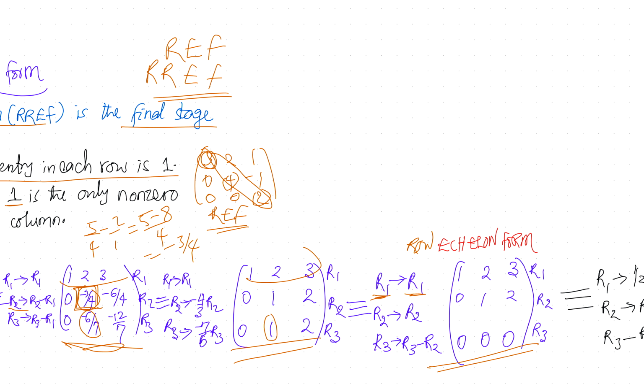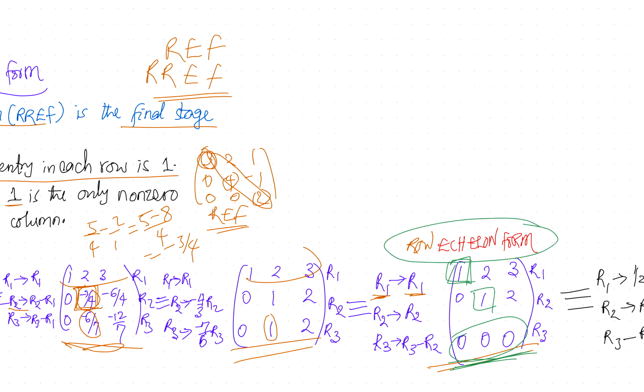Why? Because there's a 0 row and it is at the last. And the lead entries, 1 and 1, each one is a column to the right of the lead entry above it. So this is our row echelon form. If you're looking for a row echelon form, it's okay to stop here.